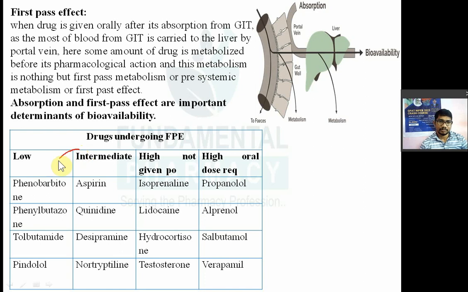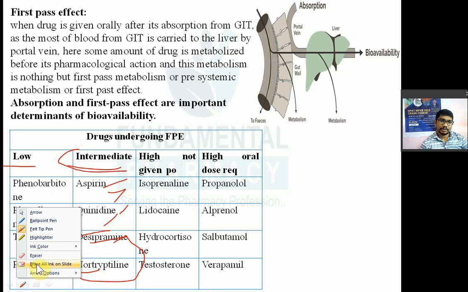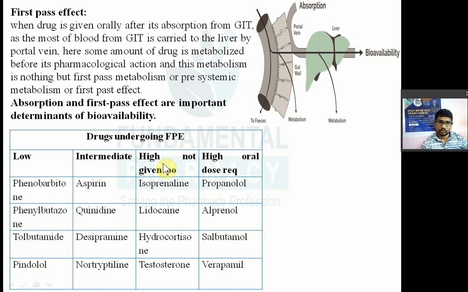Now those drugs which undergo high first pass metabolism, who shows the highest first pass metabolism? Examples of drugs showing high first pass metabolism: they are not given by oral route. Isoprenaline, a drug used in cardiogenic shock, then lidocaine, a local anesthetic, hydrocortisone, a steroid, and testosterone, a steroid. They are not given by oral route. What is their bioavailability? It is low. The oral bioavailability of these drugs is very low because they undergo high first pass.